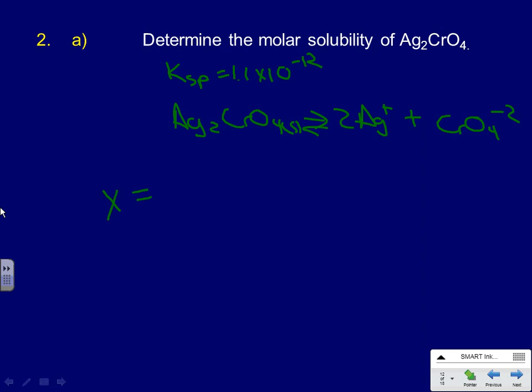What is the equation? We have the equation for x for an MX2? Yep. Cube root of the Ksp over 4. Cube root Ksp over 4. 1.1 times 10 to the minus 12, divided by 4, cube root.